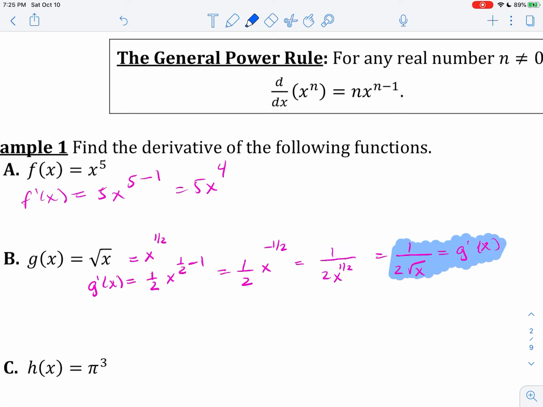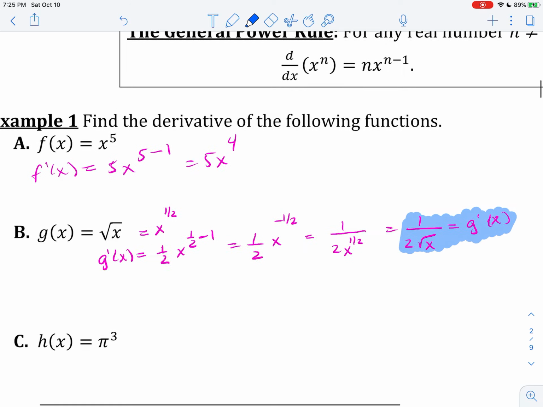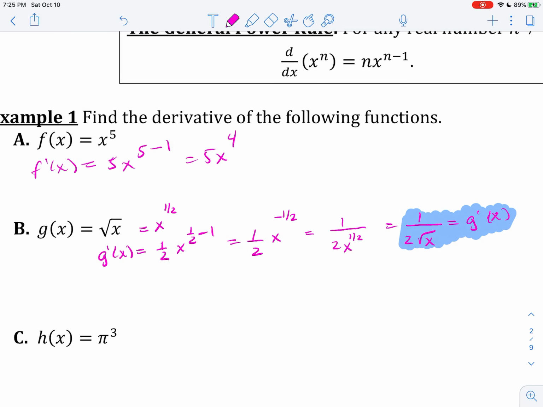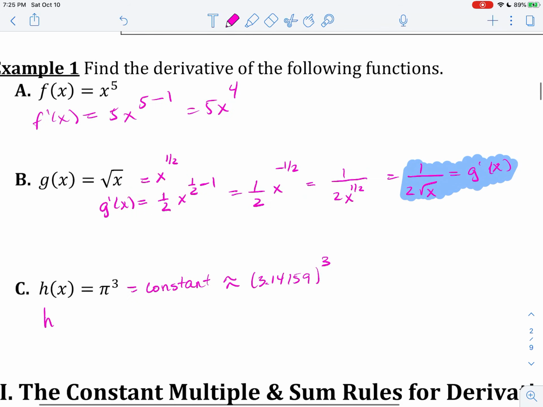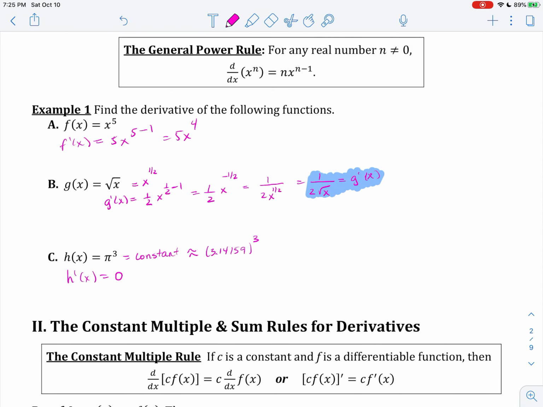The next example, h of x is pi to the 3rd power. Pi is a constant number, so this pi cubed is going to be a constant, right? It is roughly equal to 3.14159 to the 3rd power. And what is the derivative of a constant? 0. Good. So don't be fooled by that.